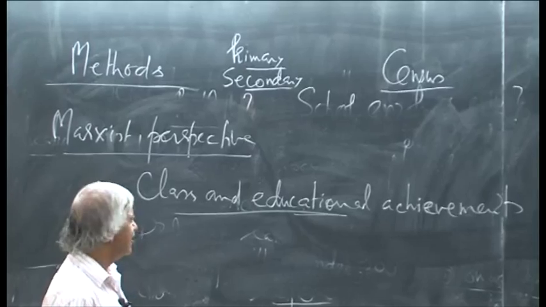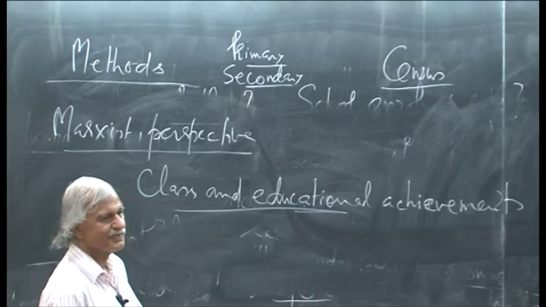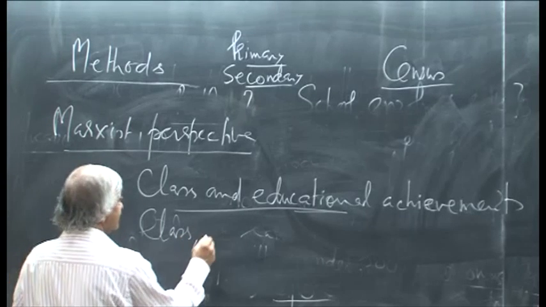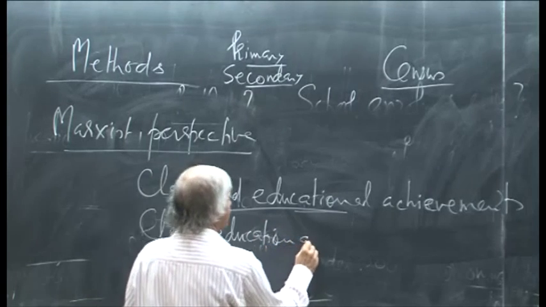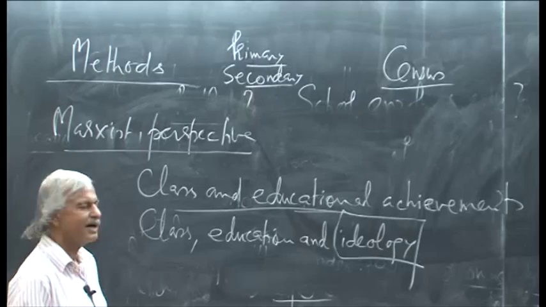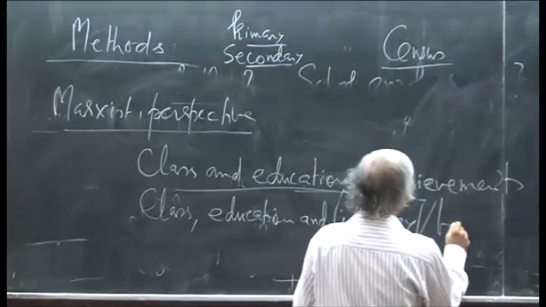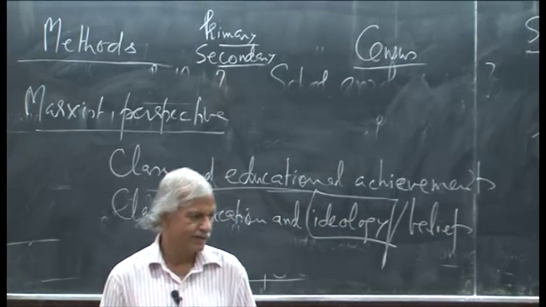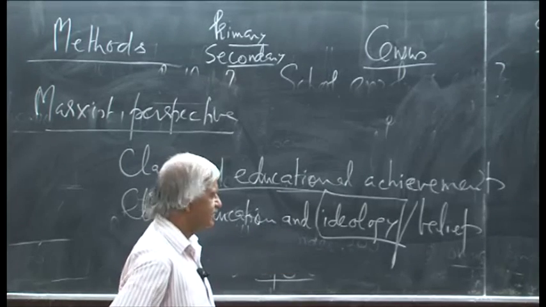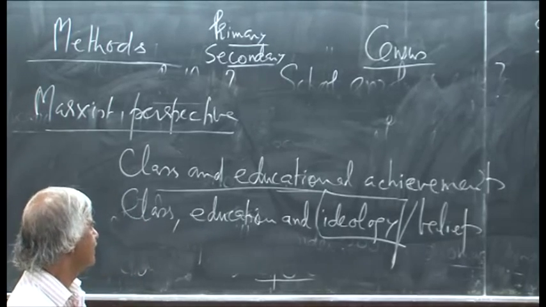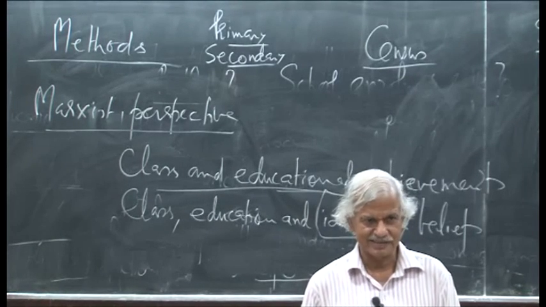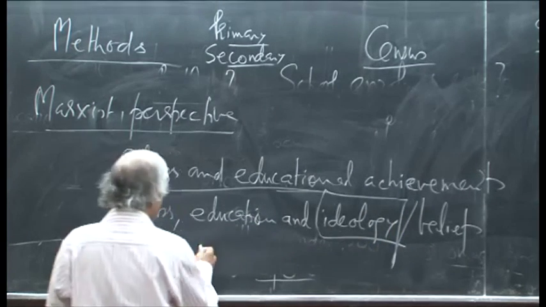From a Marxist perspective, if you think that education is providing legitimacy to the dominant class or is serving the ideological function, you may also be interested in class, education, and ideology. Study of ideology. What has education done to the ideology of people, belief systems, ideology, beliefs. And the Marxists will show that the main purpose of education has not been to prepare people for role allocation, but for legitimation of the dominant classes.